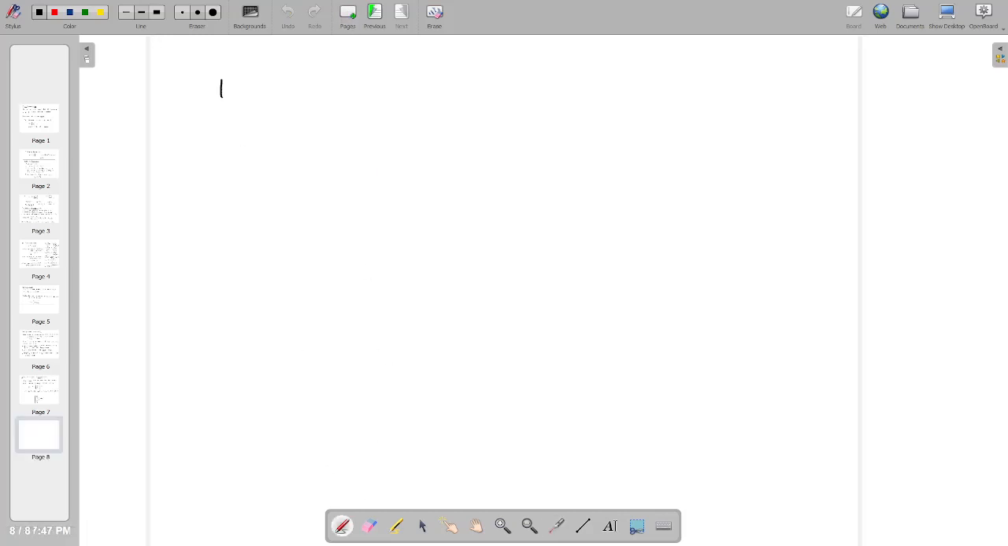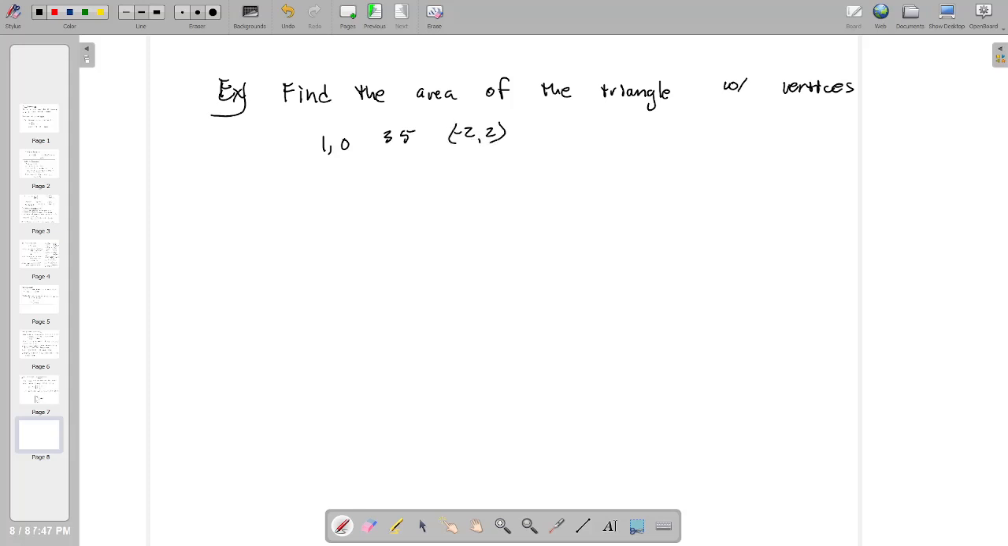Let's do an example of this. Find the area of the triangle with vertices (1, 0), (3, 5), and (-2, 2). As I stated before, the area is equal to plus or minus 1/2 times the determinant of the matrix 1, 0, 1; 3, 5, 1; -2, 2, 1. This last column is always ones. It's just how it is.